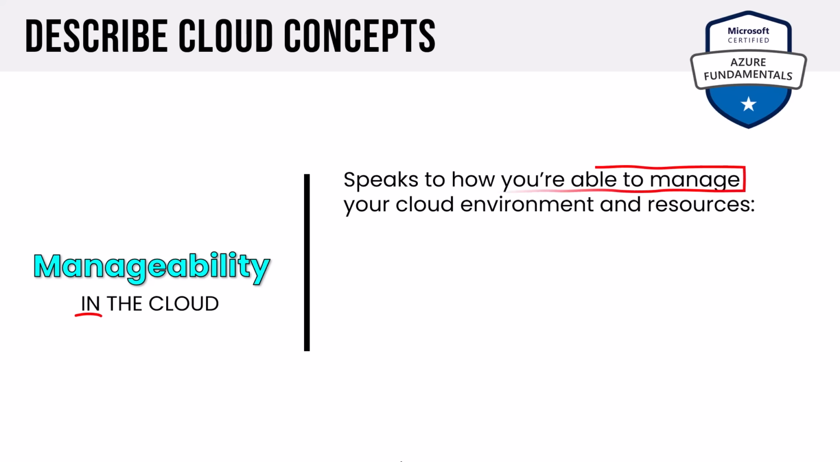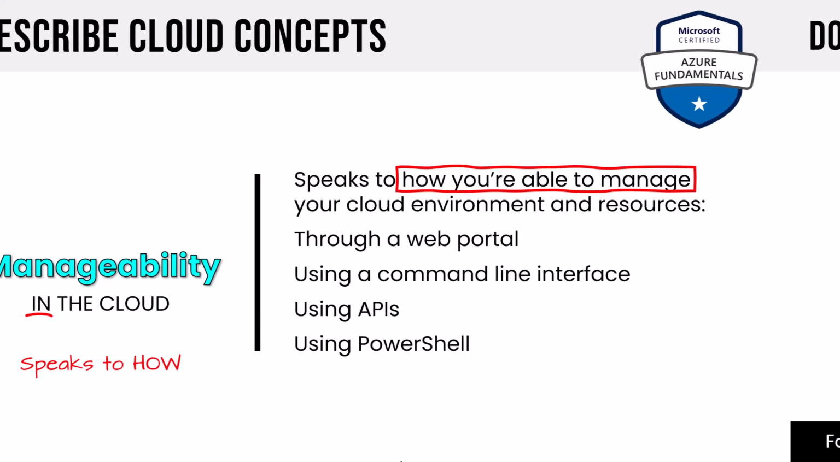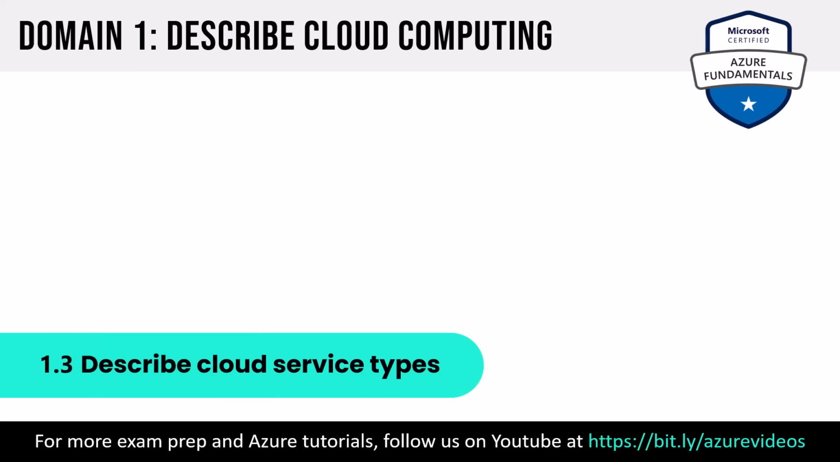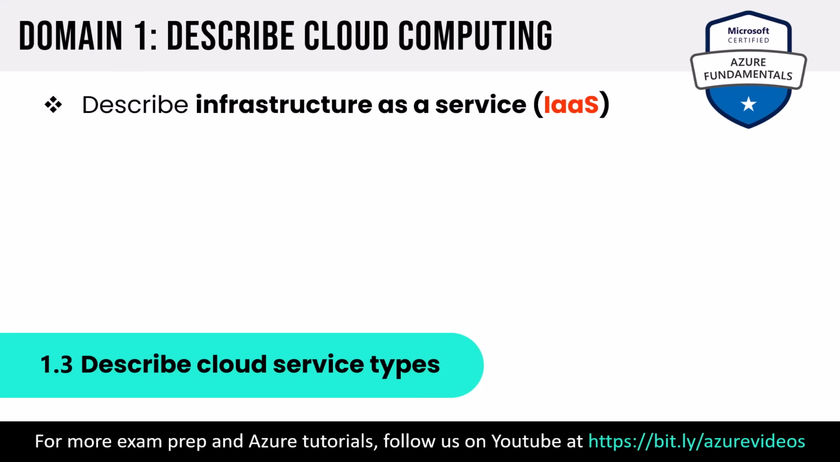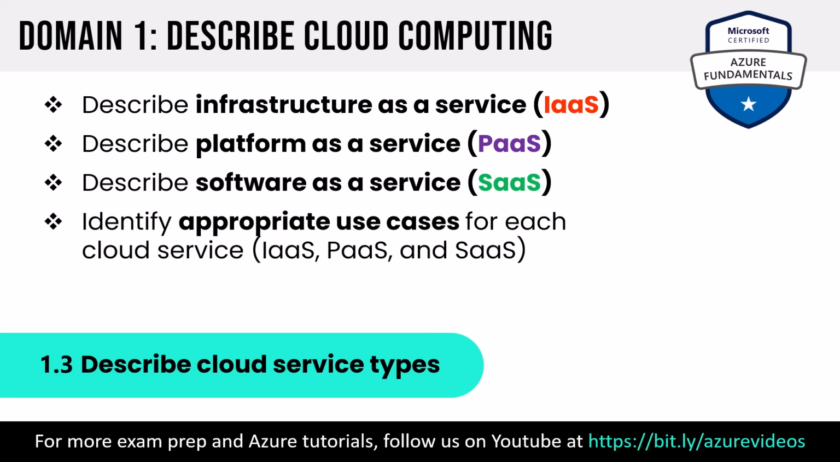And then, really speaking to how you're able to manage your cloud environment and your resources: through a web portal, using a command line interface, using APIs through third-party or command line tooling, custom scripts, or using PowerShell. That speaks to the how. And that brings us to subdomain or section 1.3, Describe Cloud Service Types. So we're going to look at infrastructure as a service, platform as a service, software as a service, and we'll talk through appropriate use cases of these cloud service types.